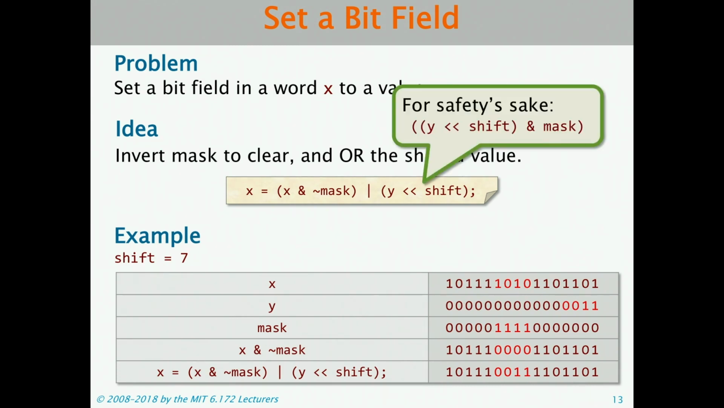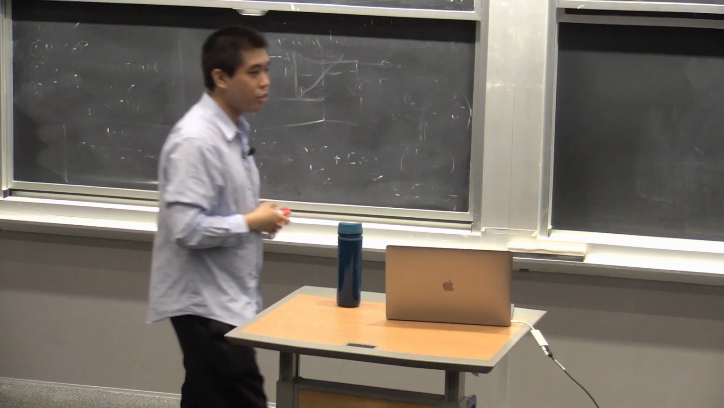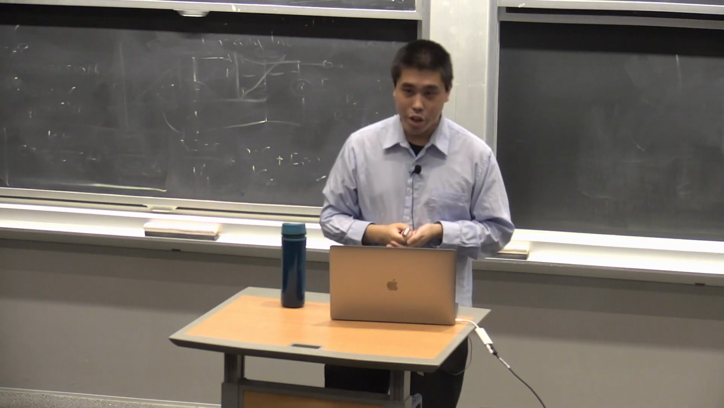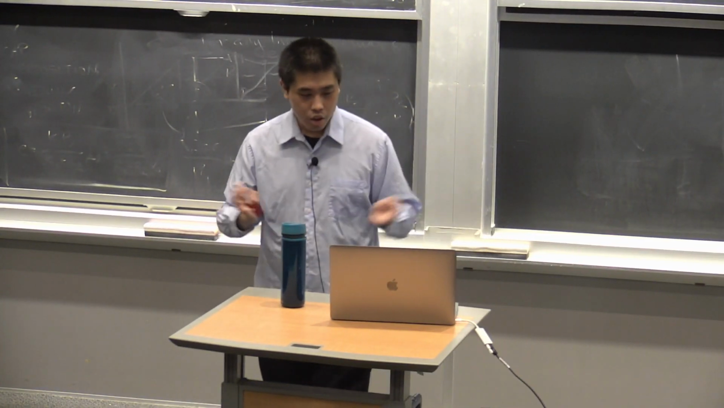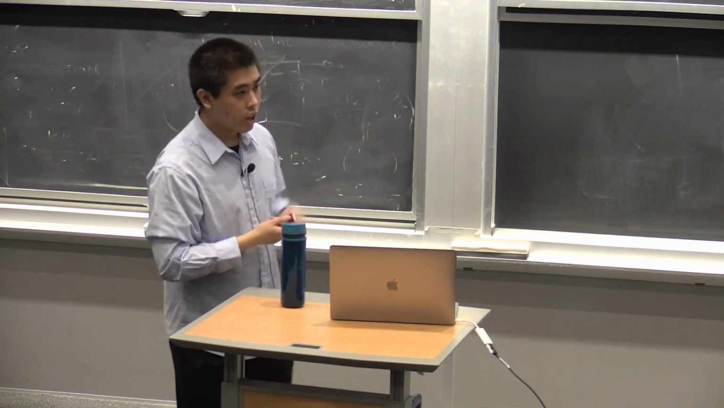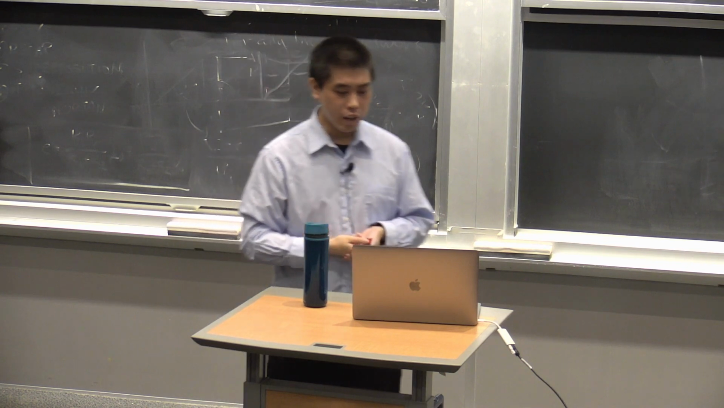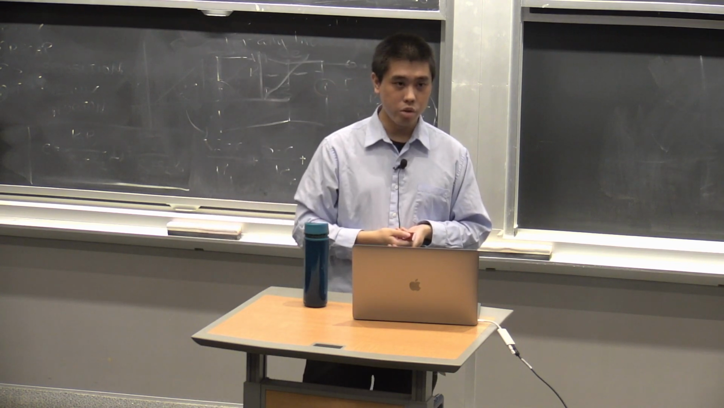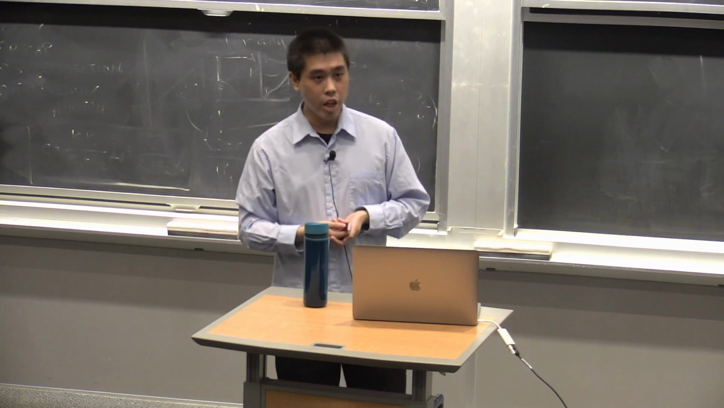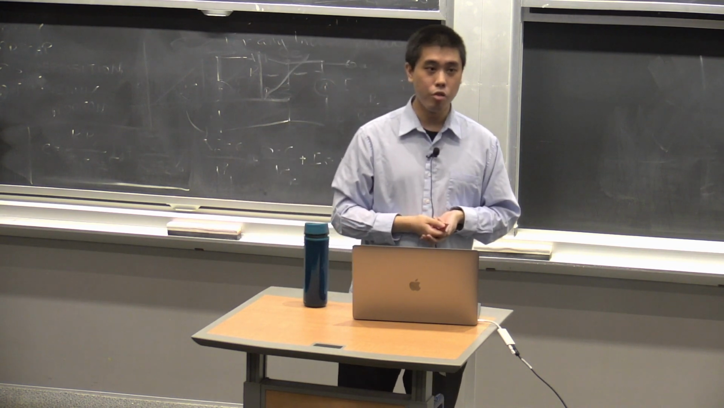In order to be safe, you should actually do a mask on the shifted y value before you OR it in, because you don't know that the value of y is within the range of the mask. So if y has some garbage values in the higher bits, when you OR this in, it might pollute the original value of x. So for safety, you should actually do a mask before you OR the shifted value of y in.